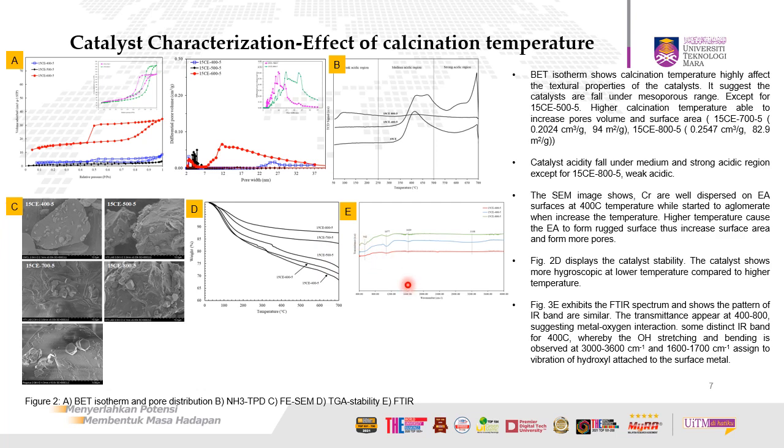This is supported by FTIR results, whereby we can see that at 400 degrees C of calcination temperature, it appears to have OH stretching and bending, as we can observe at 3000 to 3600 wavelength, and also 1600 to 1700 IR wavelength on the surface of the metal.